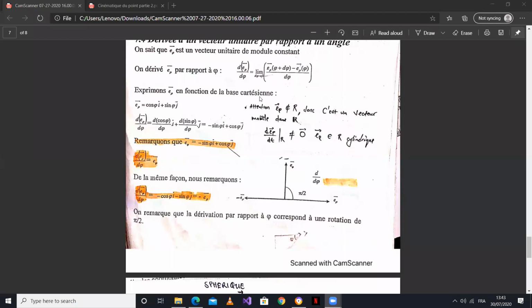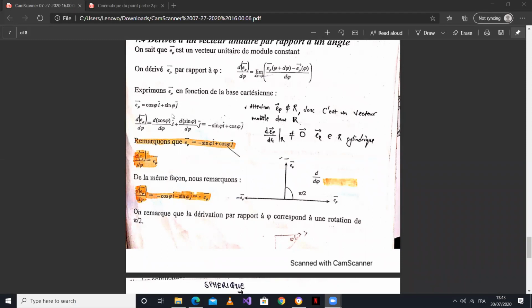Okay, so I was saying, we are trying to calculate the derivative of e_r with respect to phi. So the expression for e_r is this one. We calculated this yesterday. It's equal to cos phi e_x plus sin phi e_y. So here we have a product. We have cos phi and e_x. We have sin phi and e_y. So normally you'll be forced to use the product rule when calculating the derivative.